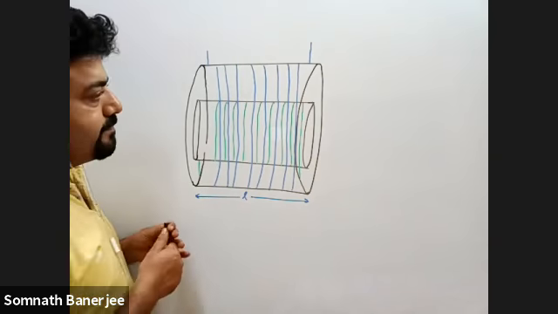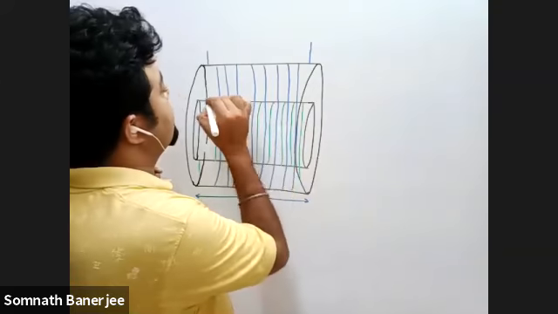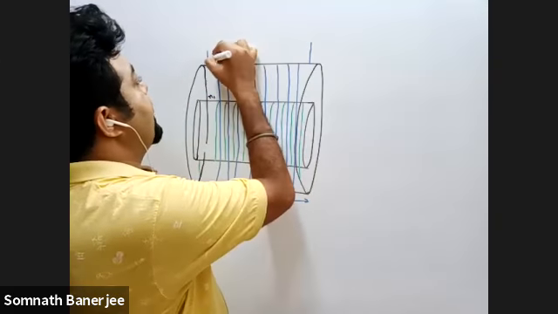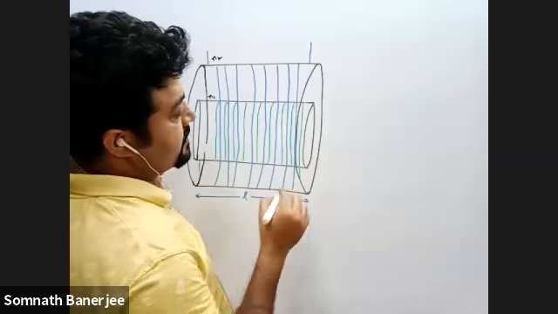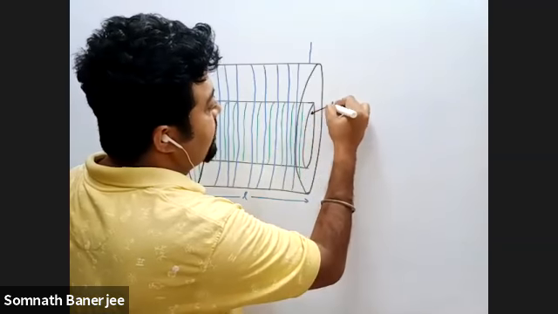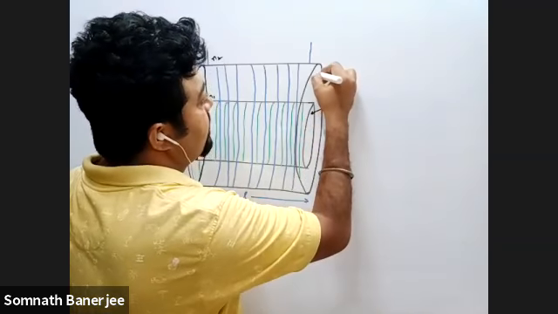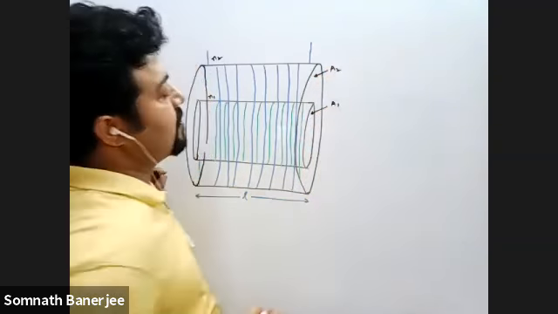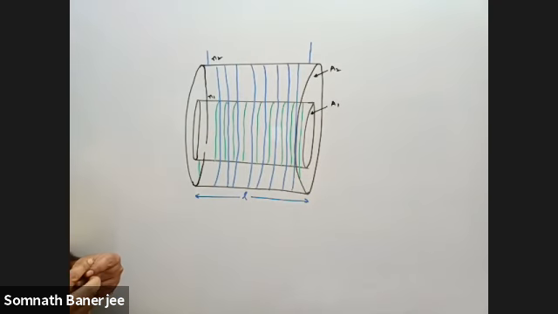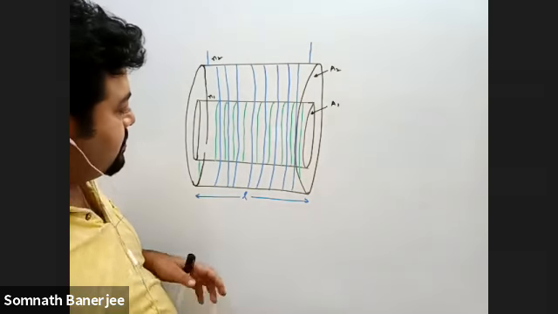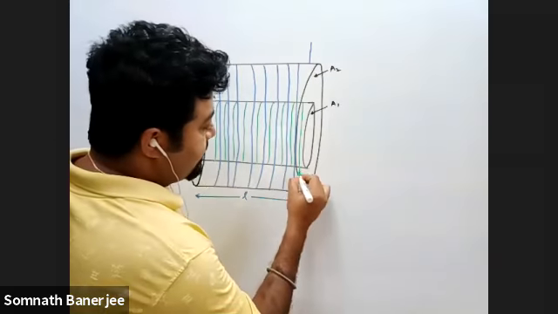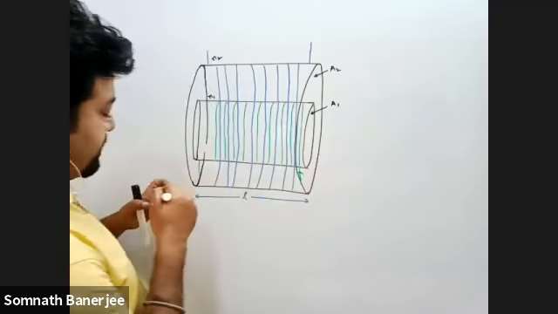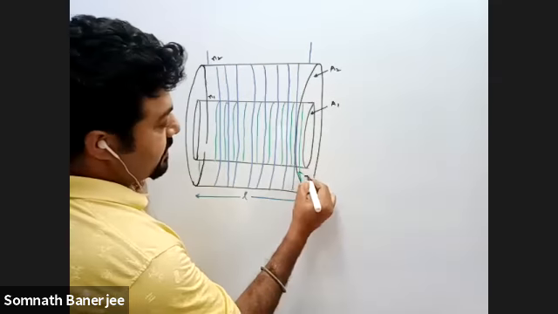Now, N1 is the number of turns in the first coil. N2 is the number of turns in the second coil. A1 is the cross section area of the first coil. A2 is the cross section area of the second coil. And suppose I is the current. So if we represent this one, I is the current, I1.